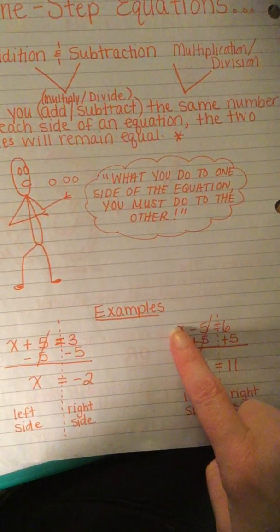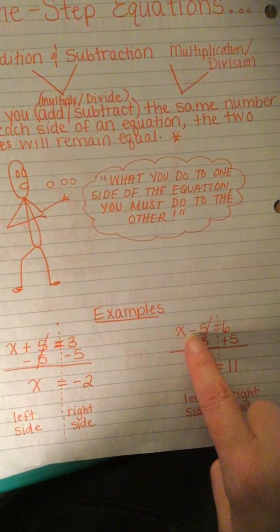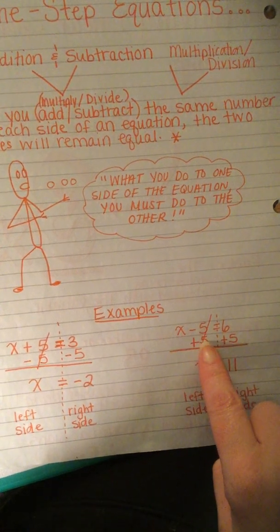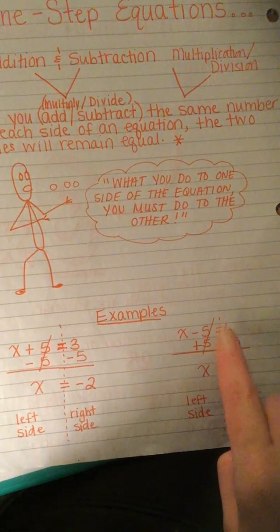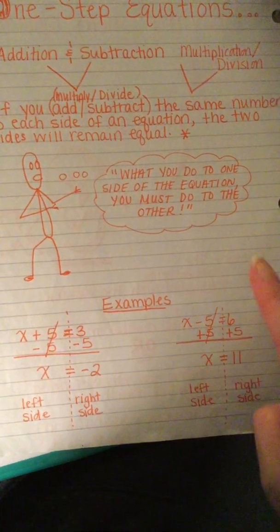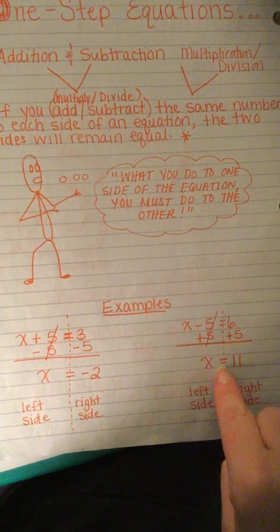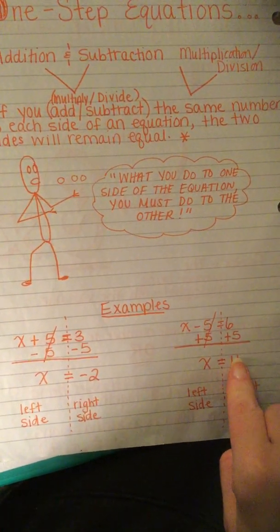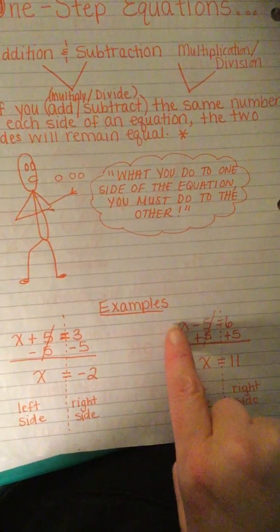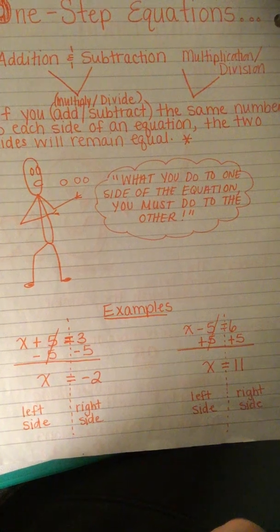So over here we've got x minus 5 equals 6. So this is a minus 5. I'm going to do the opposite, and I'm going to add 5 to both sides. Negative 5 plus 5 cancels out because it becomes nothing. 6 plus 5 gives me 11. So my x equals 11, and I can test this because I can plug 11 back in for my x and see if it's true. 11 minus 5 does equal 6, so I know that that's correct.